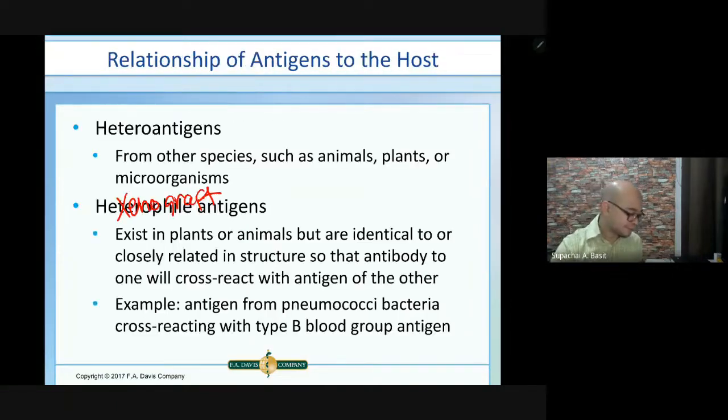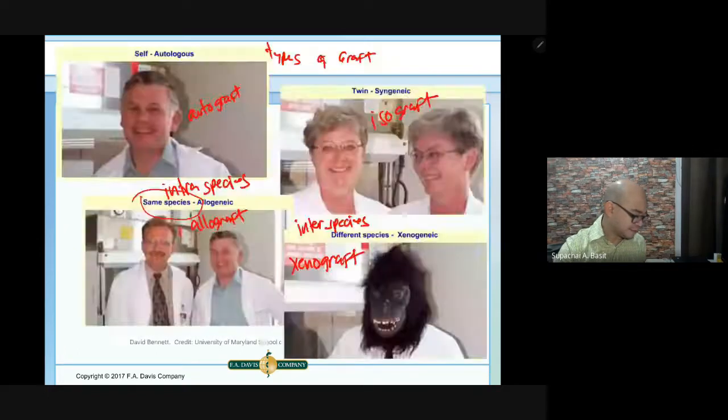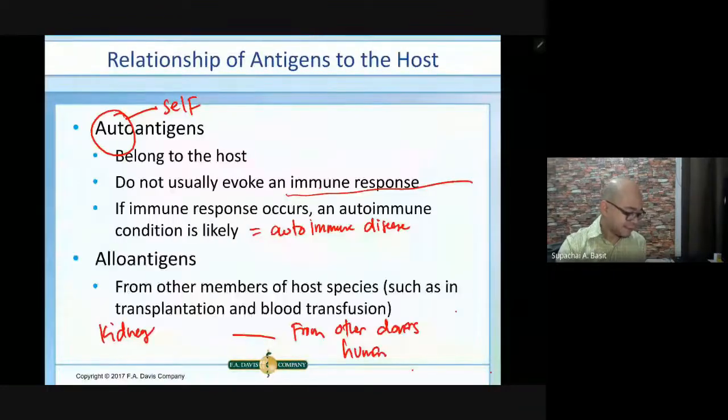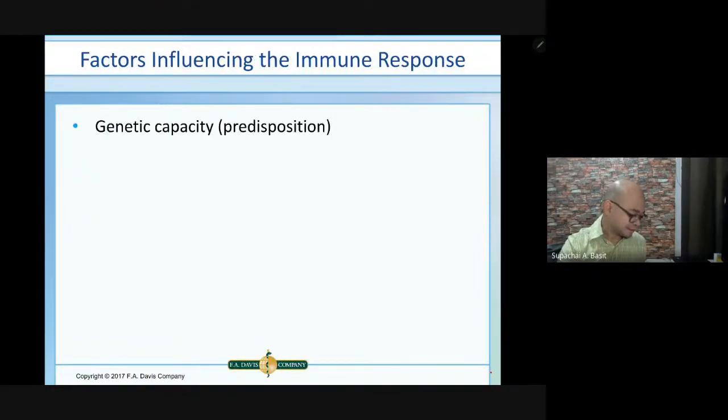Okay, so I forget what number we are. Foreignness is number 8. Okay, and the last one is genetic capacity or genetic predisposition. So this is where we will be discussing the major histocompatibility complex. So the ninth factor that can influence the immune response is called genetic capacity or genetic predisposition.